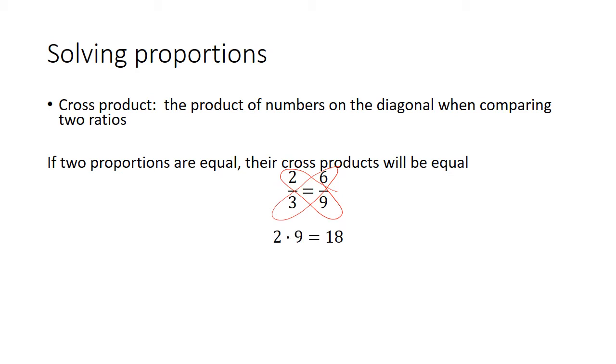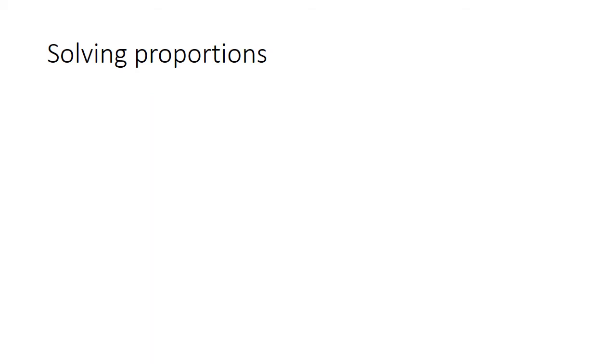All right? So we would take our 2 times our 9, which is 18, and our 3 times our 6, which is 18. 18 is equal to 18, so then these are proportional. So that's an example of a proportion. Let's see one that's not proportional.